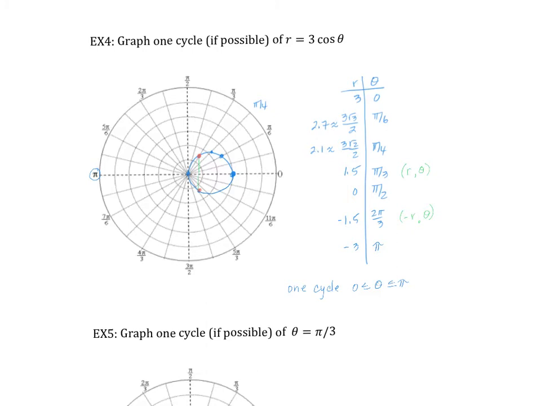After that, what's going to happen is this will just keep cycling around. So as your theta values get larger and larger and larger, we keep circling around the same path over and over again.